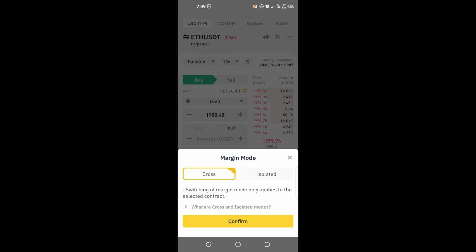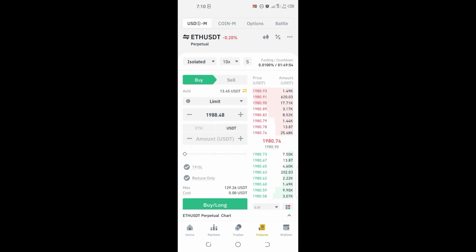So it is all up to you to know if you should put isolated or you should put cross. For me, I like to use the isolated, so I am only risking the assets that are on the futures wallet.